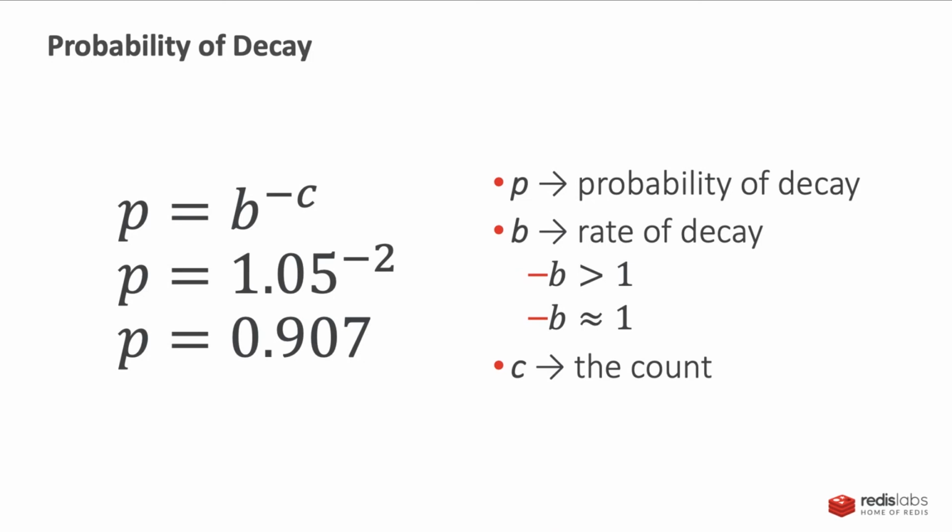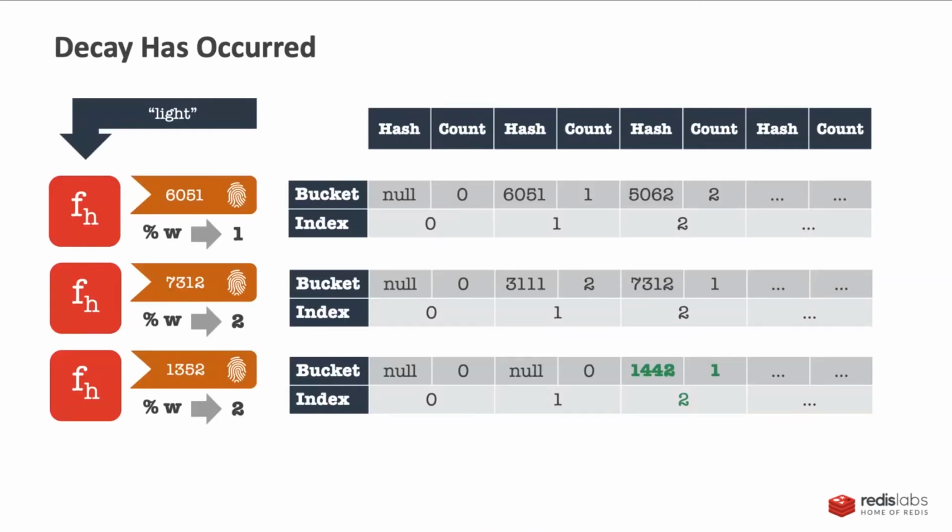And so that means that once things get heavy, once they get big, they are less likely to be thrown away. So it keeps the heavy things, Heavy Keeper. So we're going to say decay has occurred, and now we just decrease the value.